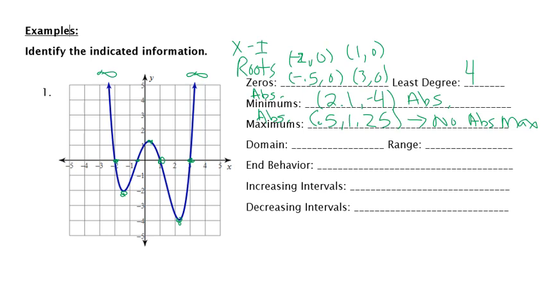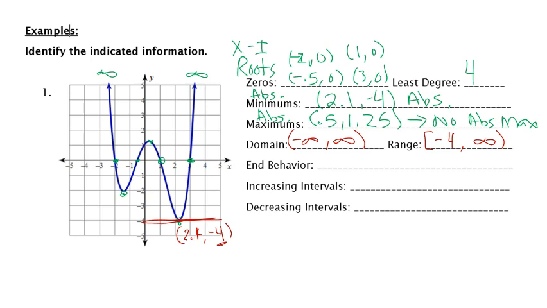For my domain, it's a polynomial, so it's going to be all real numbers. My range is, remember, it goes low to high. So my lowest point is right here. We said again, I said 2.1, negative 4. My highest point goes to infinity. So if I look at my range, my lowest is negative 4. My highest is infinity. And I would use a bracket for the negative 4 because it hits that point, but then I obviously don't use a bracket for infinity.